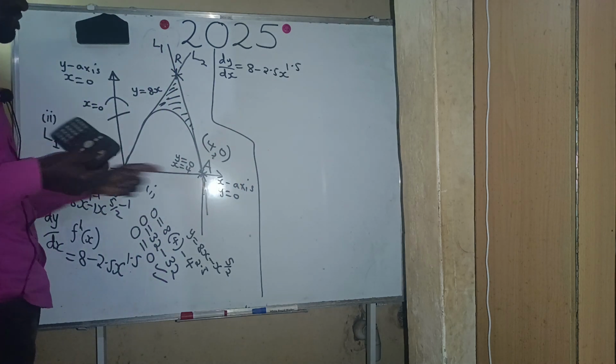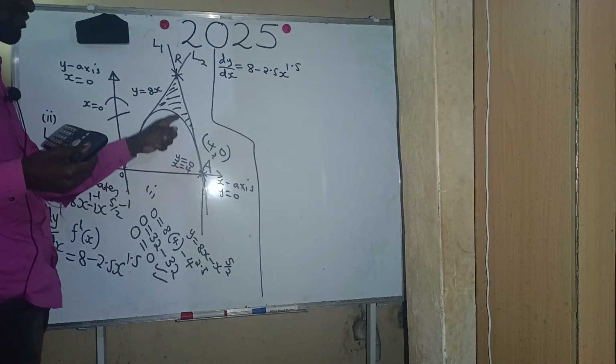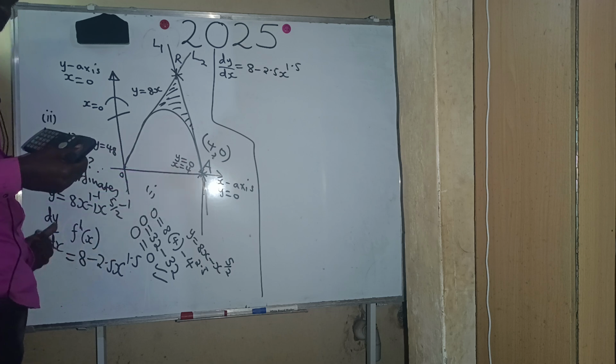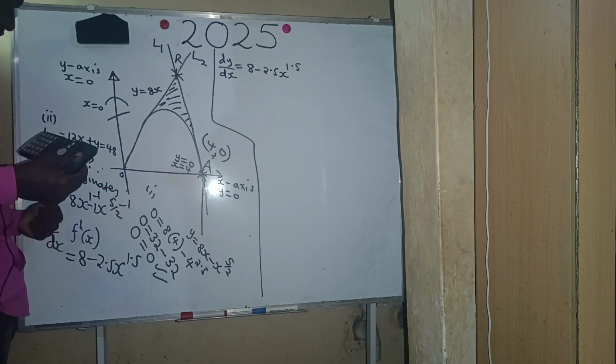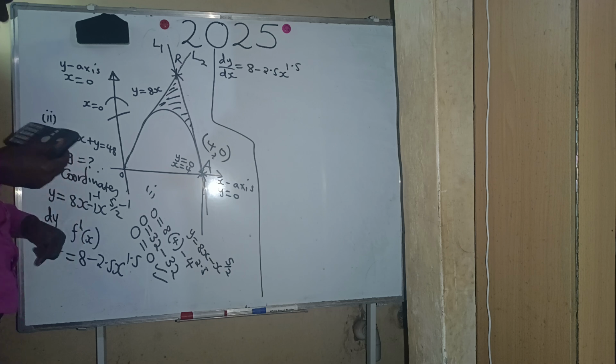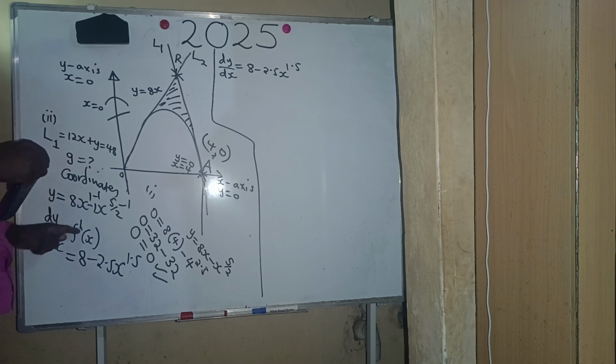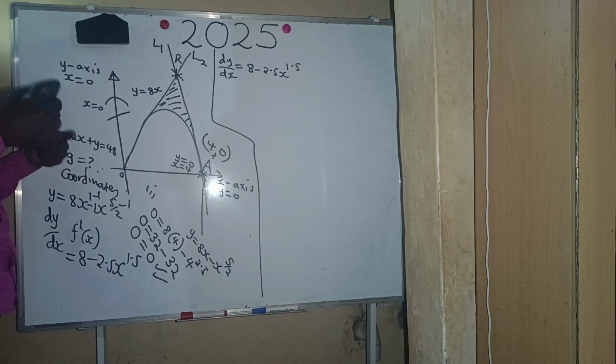The next, we need to get the gradient of the curve at that point. Once you have dy dx, or an f prime in terms of x, or our derivative function or our gradient function, it can help us get the gradient of a curve at any point along that curve. So once you have the dy dx of a curve, you can get the gradient of the curve at that point as long as you know the value of x.